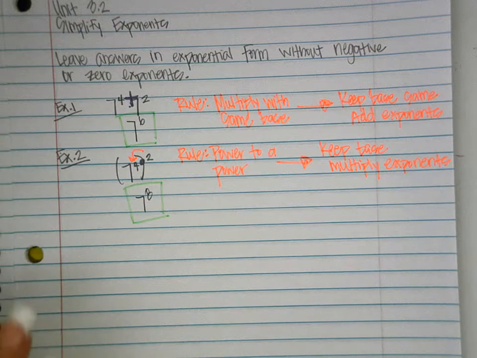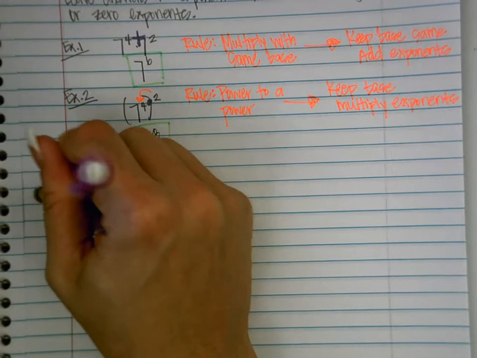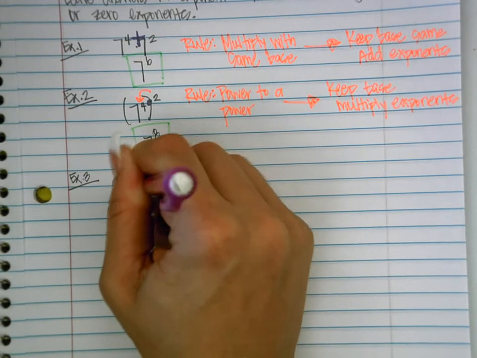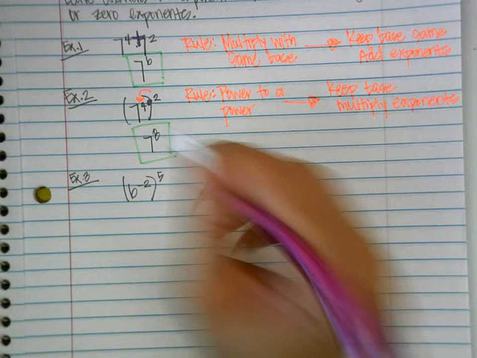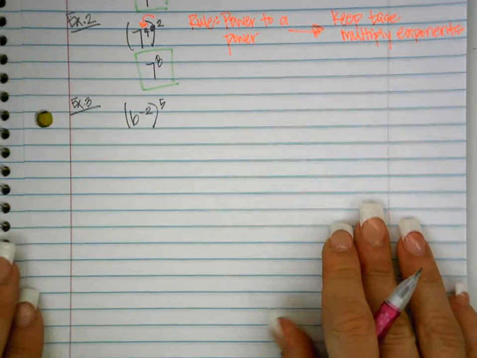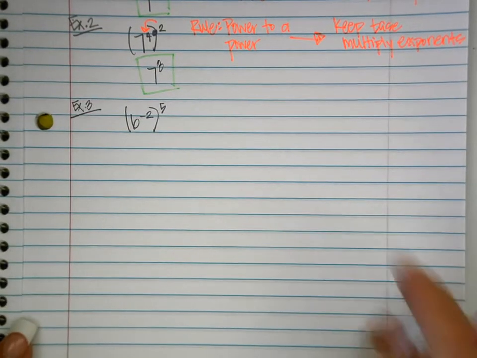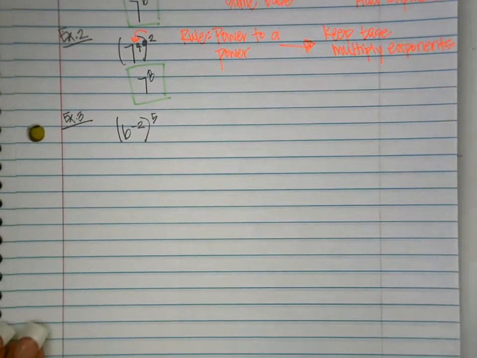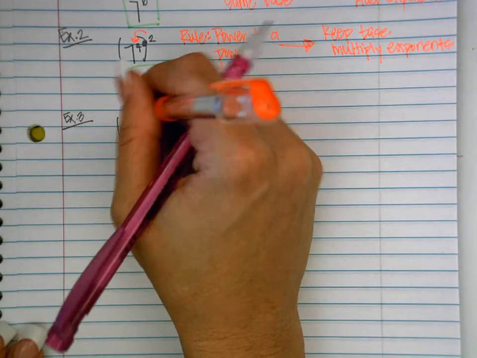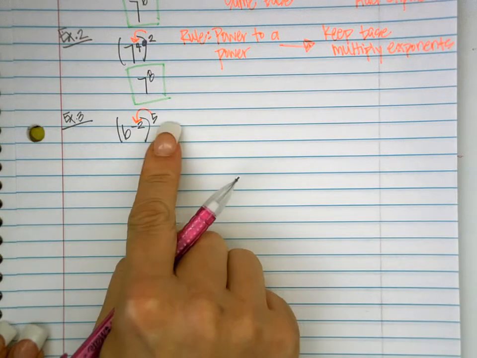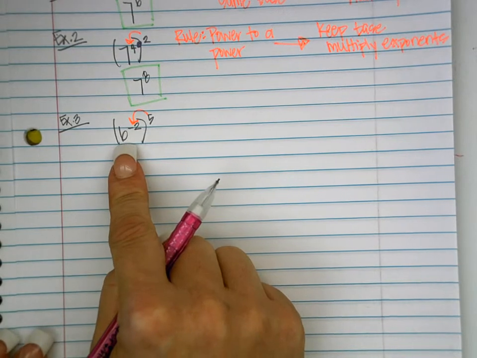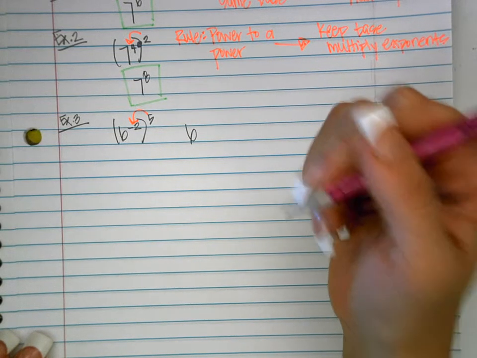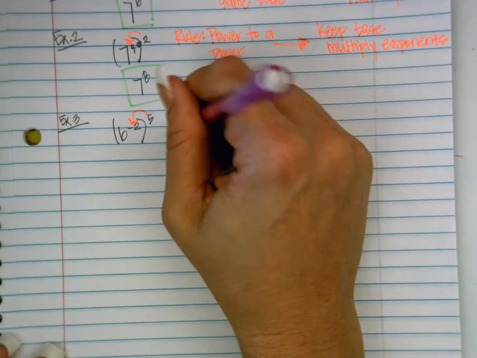Okay, let's try another one. How about, for example, number 3? For number 3, I would like you to do 6 to the negative 2 power raised to the 5th power. So, first thing you want to do is distribute your exponent. So we're going to take the 5 and it goes to this negative 2. The 5 does not multiply with the 6. Okay, so here, the first step is this will become 6 to the what power? Am I going to add these or multiply them? Multiply, so 6 to the negative 10 power.